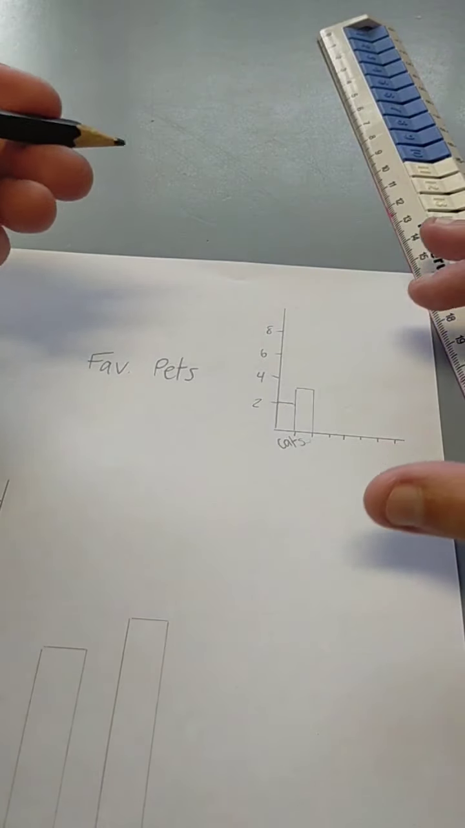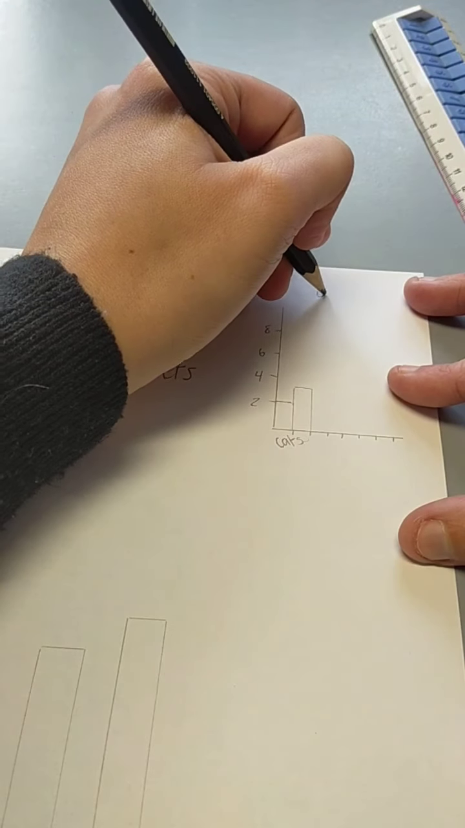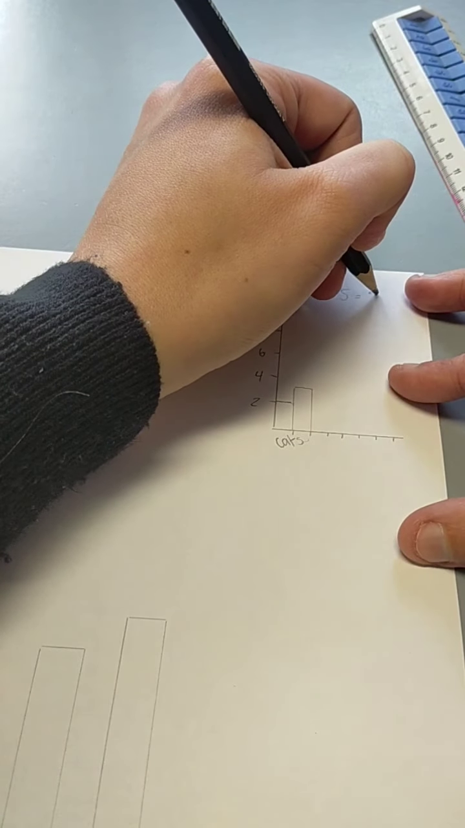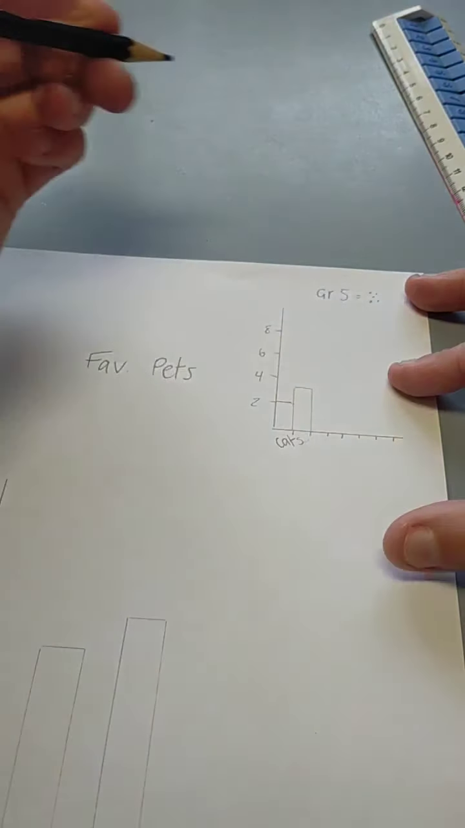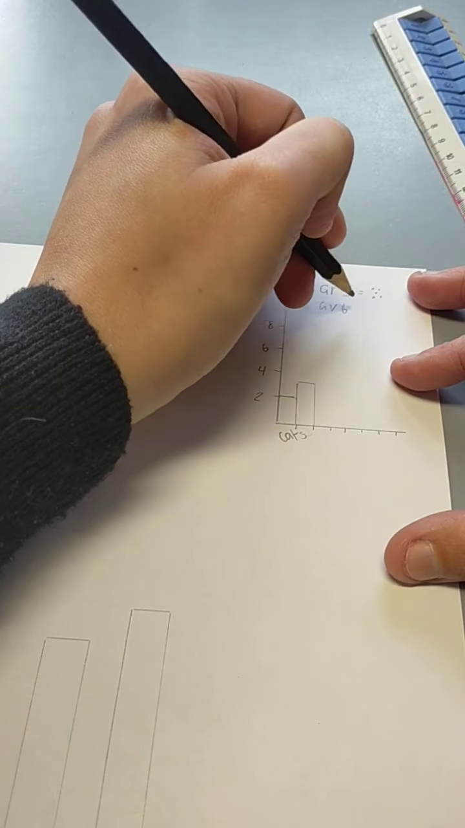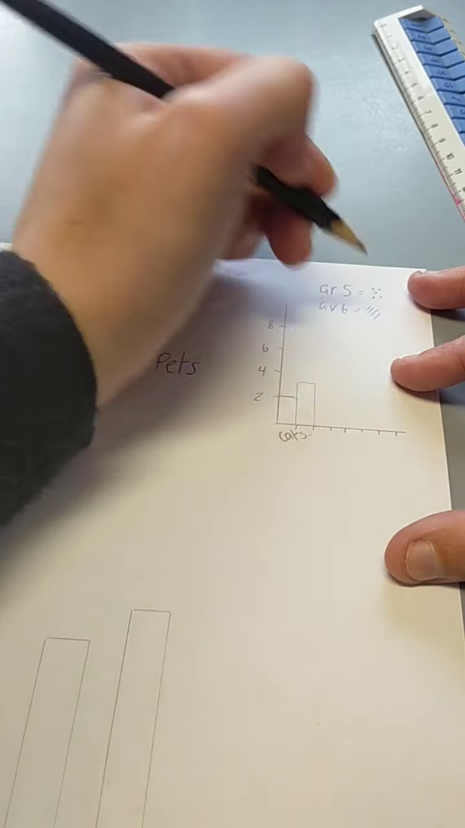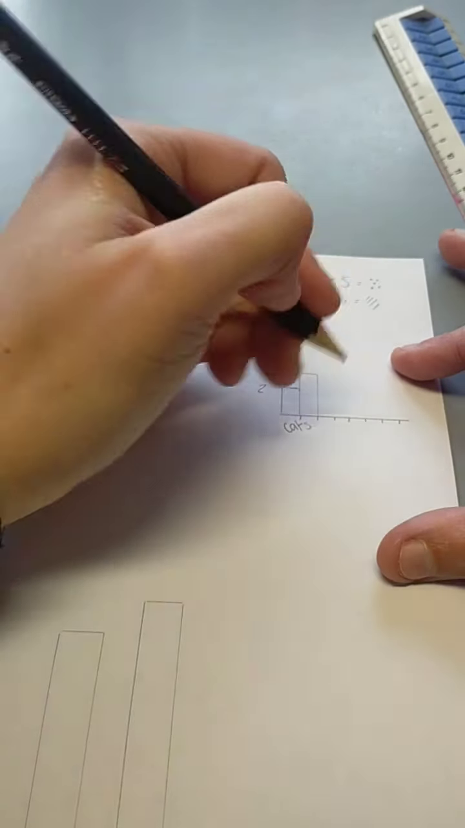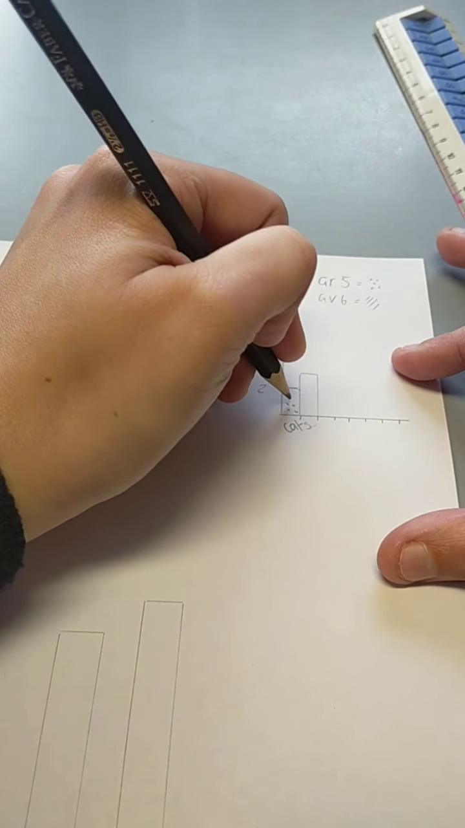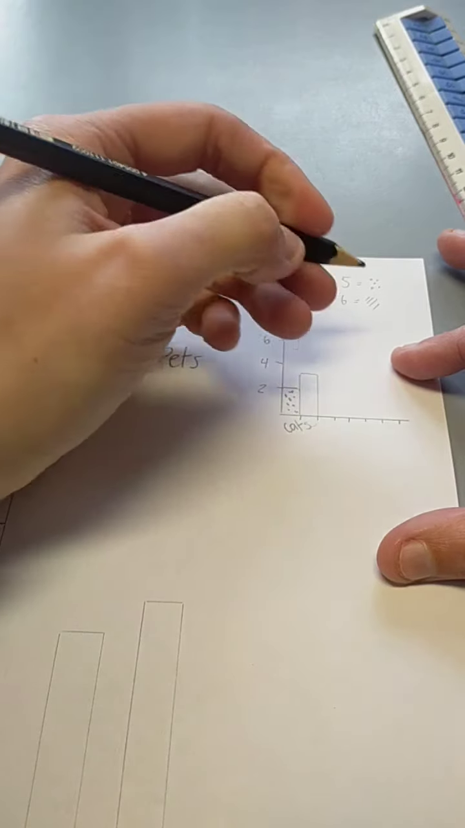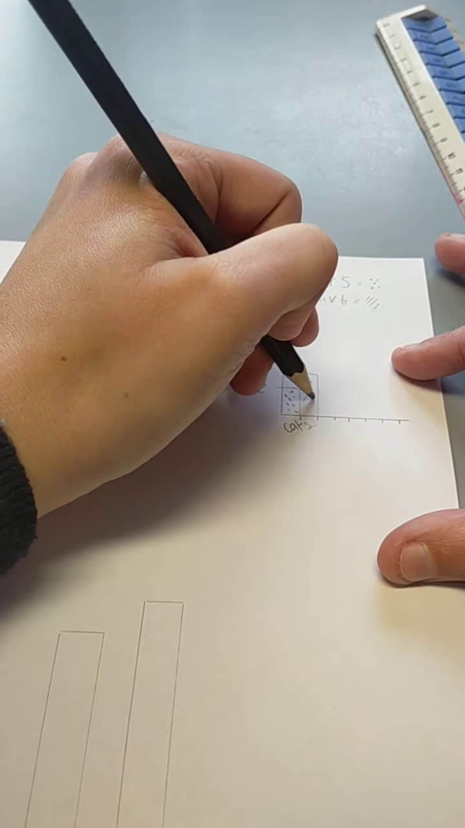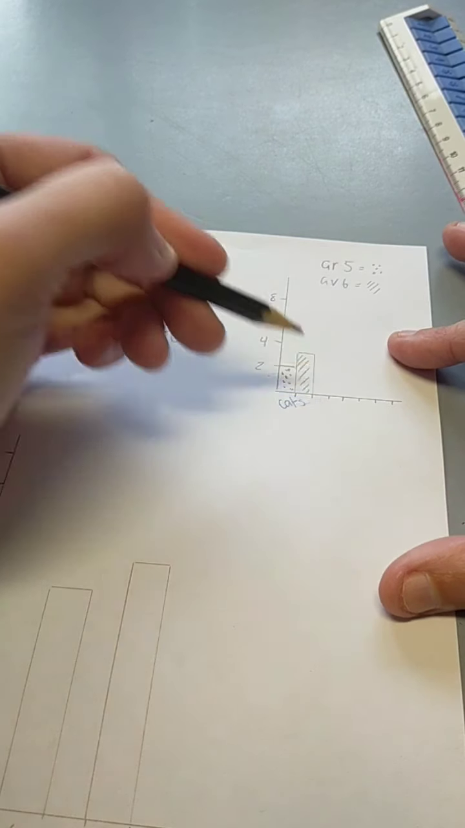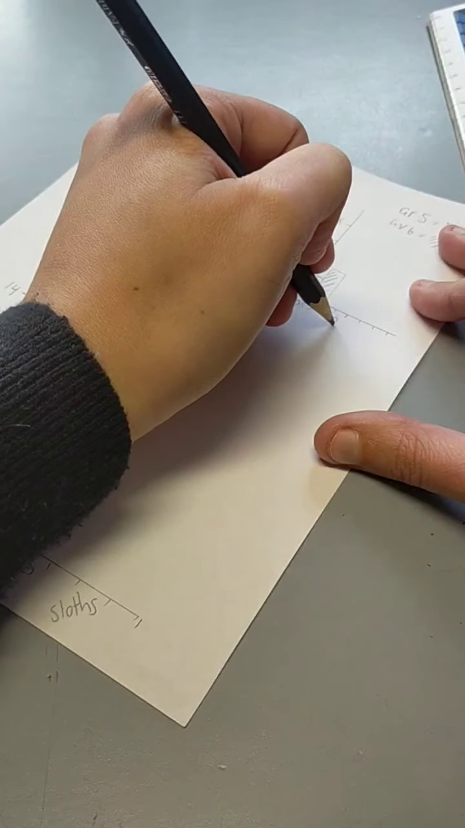Now you need a key as well. So I'm going to do here grade 5 is spots, only because I don't have textures on me at the minute, and grade 6 is stripes. Each one of these bars has to be coloured to match your key. So here I've got how many grade 5s like cats, and here I've got how many grade 6s. Still need to leave a gap there because we're still doing a column.